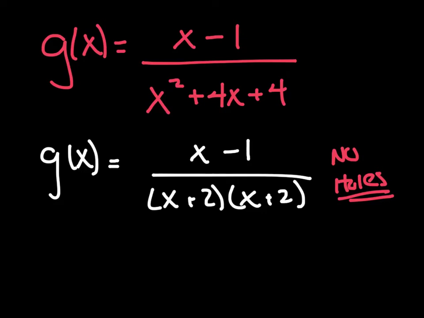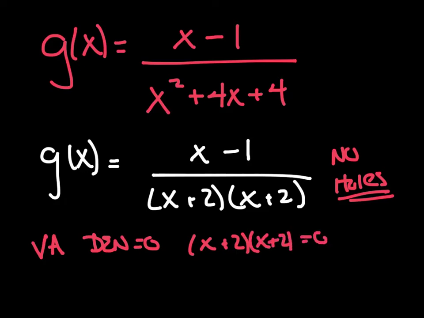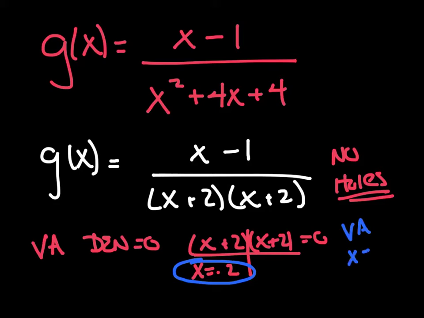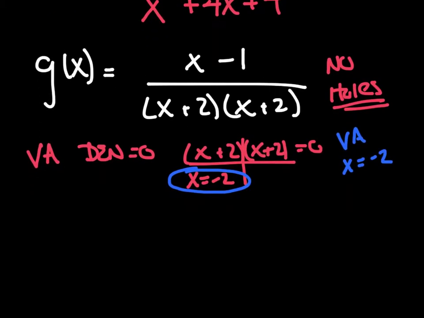Let's go get our vertical asymptotes. That is when we set our denominator equal to 0, when our fraction is undefined. So I'm setting x plus 2 and x plus 2 equal to 0, and I get x equals negative 2. I actually get it twice, but obviously there's only one there at negative 2. So I have a vertical asymptote at x equals negative 2. Let's go get our horizontal asymptote. This is my power fight.